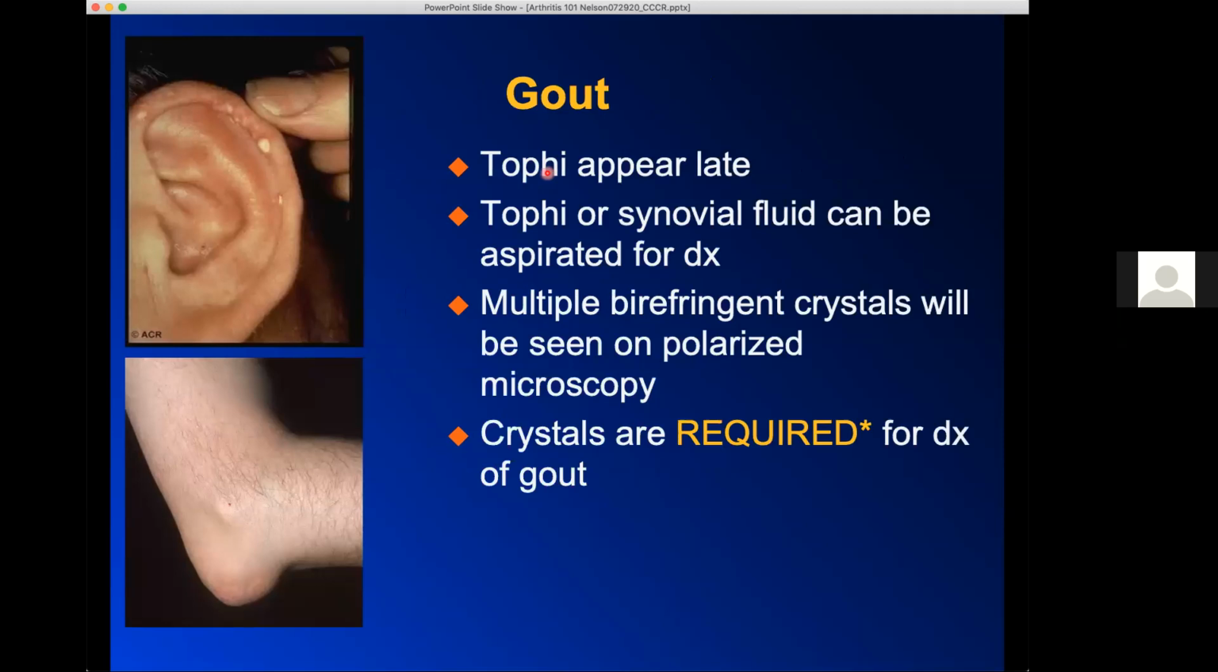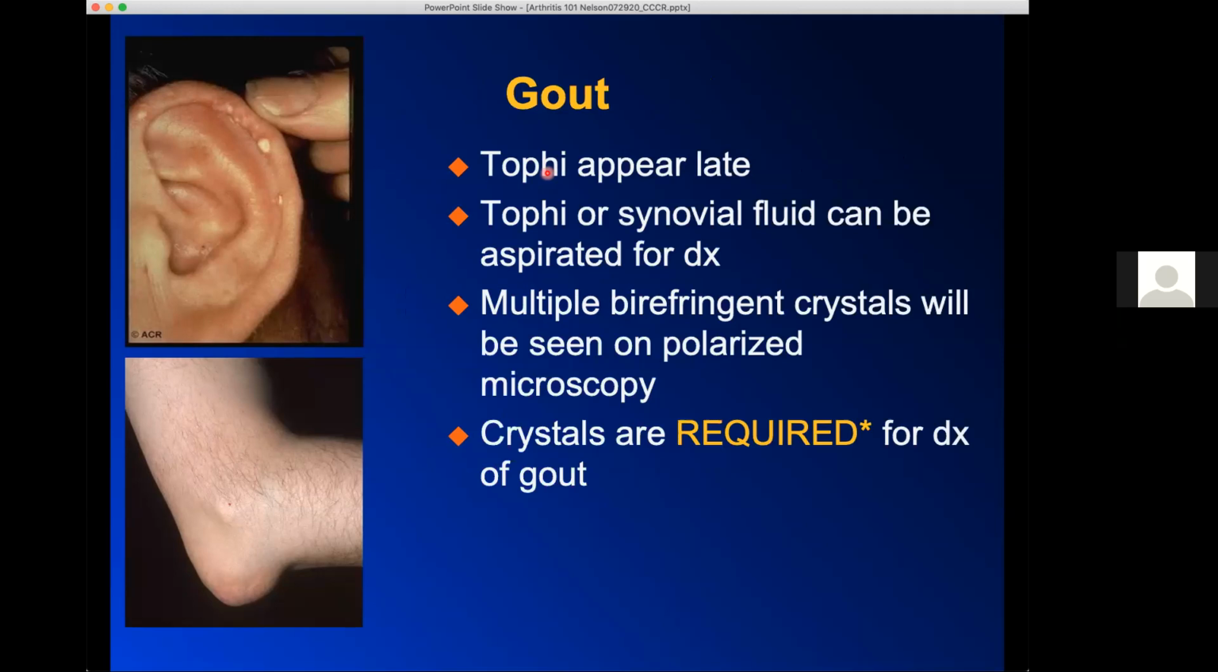Also can have some extra-articular clues. So tophi are little depositions of uric acid in other places, not just in the joint. So the ear is a place to look, these little white chalky deposits. Sometimes you can see those around joints in the hand. Big tophi at the elbow are reasonably common.